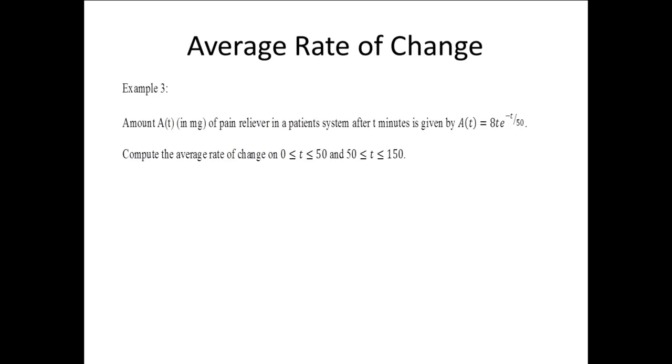Example 3. The amount A of t in milligrams of pain reliever in a patient's system after t minutes is given by A of t equals 8 times t times e to the power of negative t divided by 50. We're going to remember where to find this in our calculator.